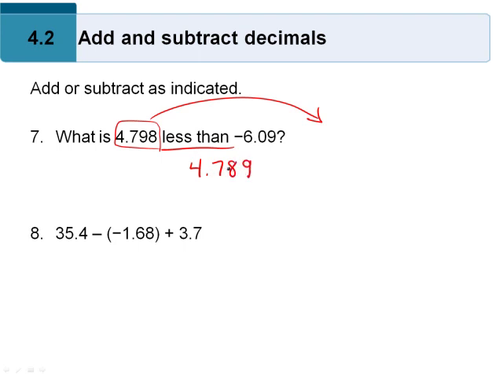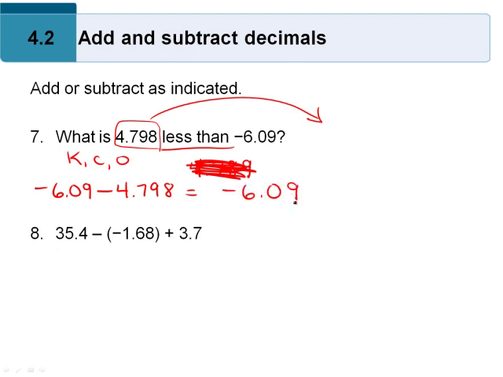4.798. I said it and I wrote it wrong. And I don't know how to erase on this, so I'm scratching it out. All right, so let me try that again. 4.798, and we're subtracting it from negative 6.09. Okay? All right, so we have negative 6.09 minus 4.798. So we definitely have to do keep, change, opposite. Okay? All right, so that's going to be negative 6.09. That stays the same. Change it to addition, and that becomes negative 4.798. At least now I'm writing it the right way. Okay.